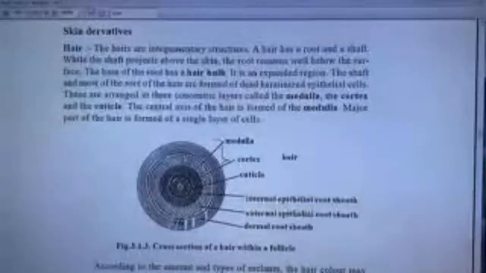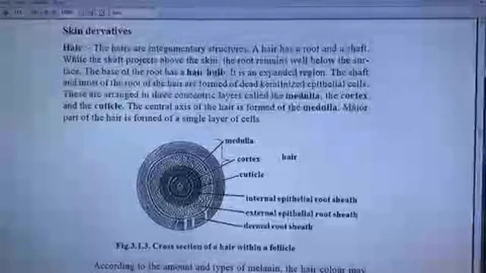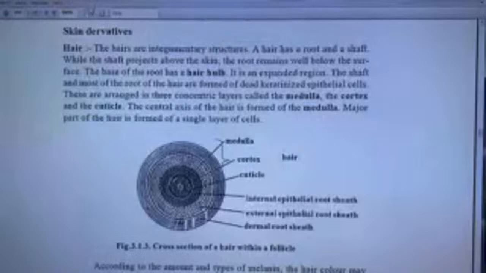Hair. The hairs are integumentary structures. A hair has a root and shaft. The shaft projects above the skin, while the root remains well below the surface. The base of the root has a hair bulb. It is an expanded region.